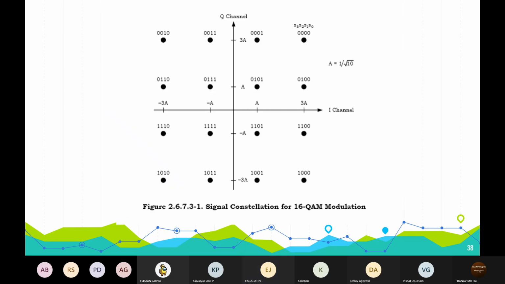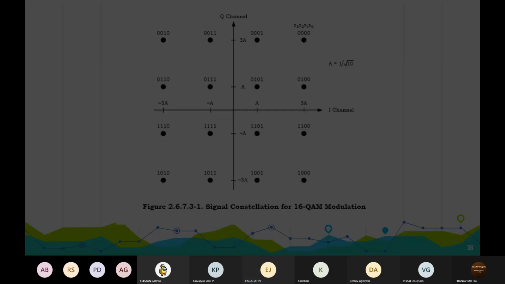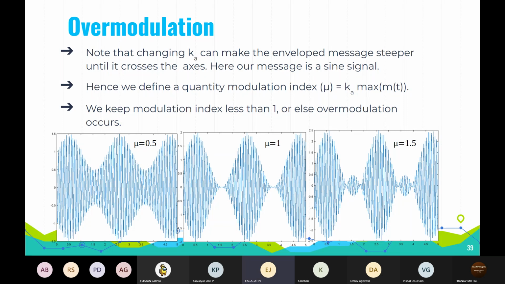So now this is a constellation signal for 16 QAM modulation. Now coming to over modulation. Over modulation is a condition when the instantaneous level of the modulated signal exceeds the value necessary to produce 100% modulation of the carrier.